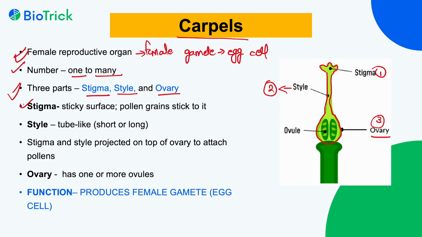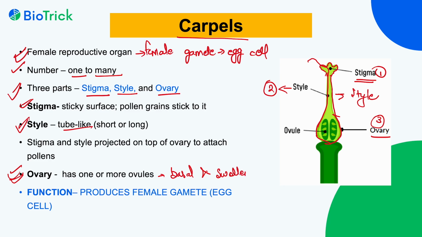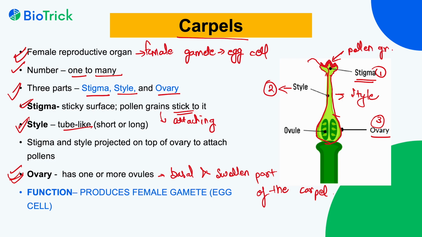So the stigma is the topmost portion, style is the second tube-like structure, and ovary is the basal and swollen part of the carpel. Stigma helps in attracting and attaching pollen grains because it has a sticky surface. The style, the tube-like structure, gives passage to the pollen grains to reach the ovules. Ovules have egg cells in them.